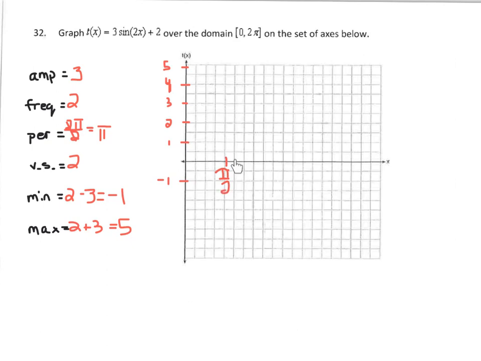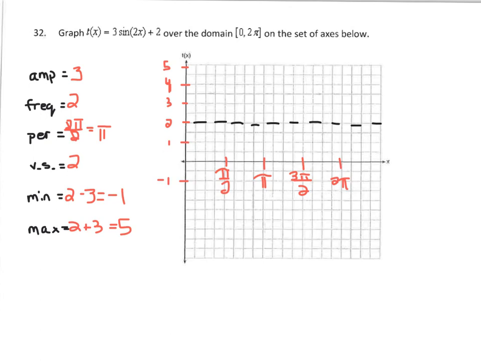Okay, then I'm going to jump 4 more boxes, 1, 2, 3, 4, and this is where I'm going to put pi, and so on. So 4 more boxes will be 3 pi over 2. And 4 more boxes will be 2 pi. Okay, now on my graph I like to put a dotted line where our vertical shift is. So since we have a vertical shift of 2, I'm just going to put a dotted line at 2. Okay, so our midline would be y equals 2.